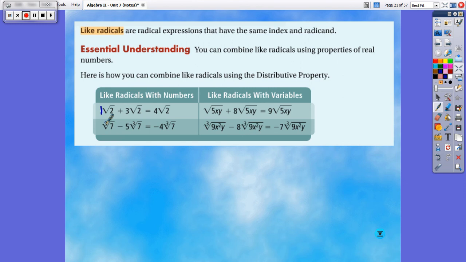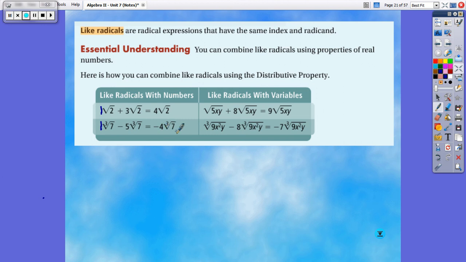Again, in this one here, you have a cube root this time. The index is the cube root. Same thing here. And they have the same radicand, so we're good. So now we can look at the numbers in front. Remember, if there's not one there, we know there's really a 1. So then now we can say 1 take away 5 is negative 4 cube roots of 7.